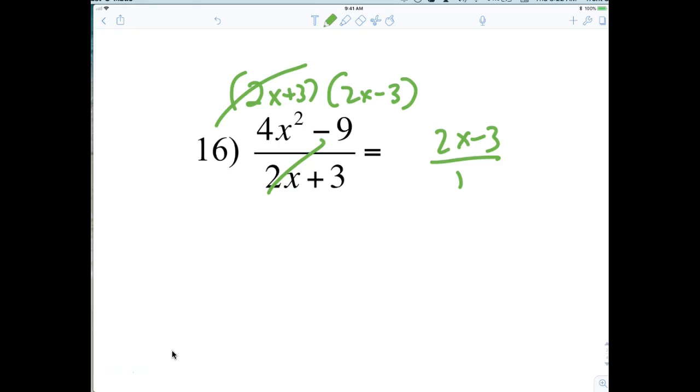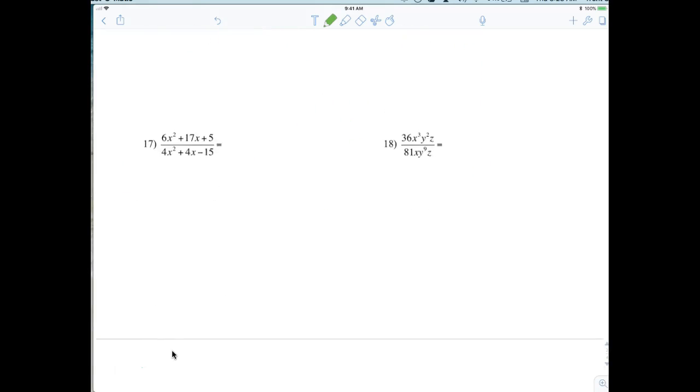Pretty good? Connor, are you catching up? All right. All we're doing is, this is nothing new. Just factoring, factoring, factoring, factoring, cross out, cross out, cross out. That's all we're doing. All right, here we go.